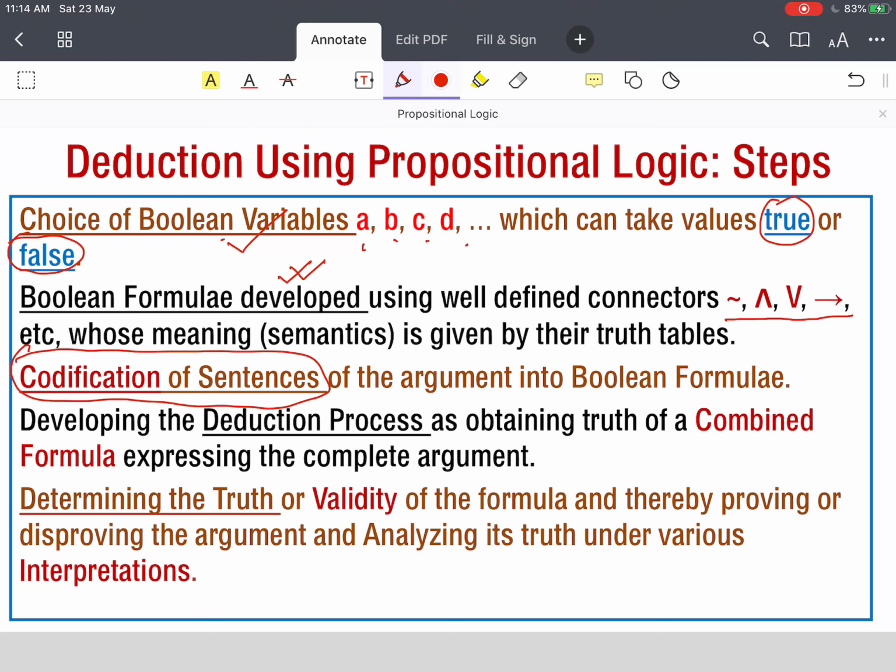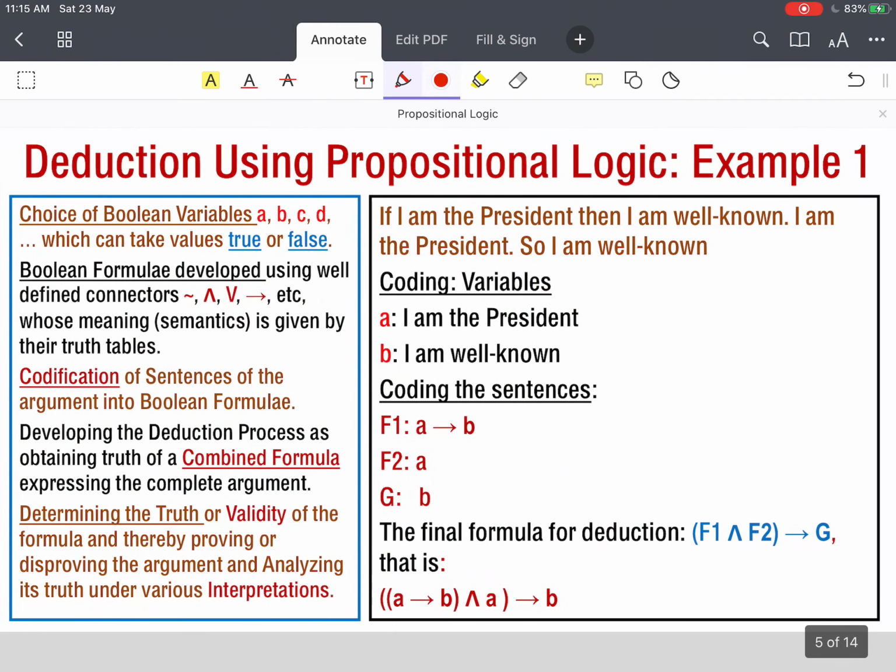Then we take the sentences which are given to us like we saw in the previous five examples, and we convert them into Boolean formulae using these Boolean variables. After that, we develop a deduction process and find out a combined formula which expresses the complete argument. And then we try to determine whether this formula is always true, sometimes true, never true, etc. This is the process, and we shall now go through this process through a series of examples.